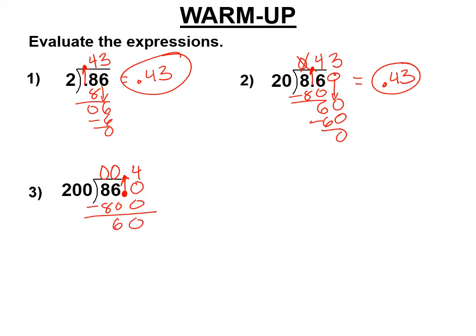Remainder 60. 200 doesn't go into 60. We need to bring down a 0. 200 into 600, 3 times. 200 times 3 is 600. And all of these had the same answer, 0.43 or 43 hundredths.